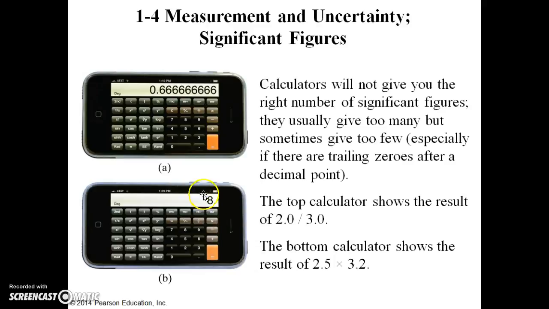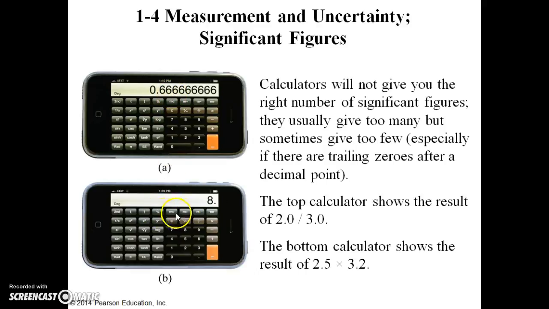Now when you're using your calculator, the correct number of significant figures is not always shown. Sometimes your calculator gives you too many digits or not enough. The top example shows 2.0 divided by 3.0. The least number of significant figures in this calculation is 2. So our answer should only have 2 significant figures. Thus, the correct rounding would be 0.67 as our final answer.